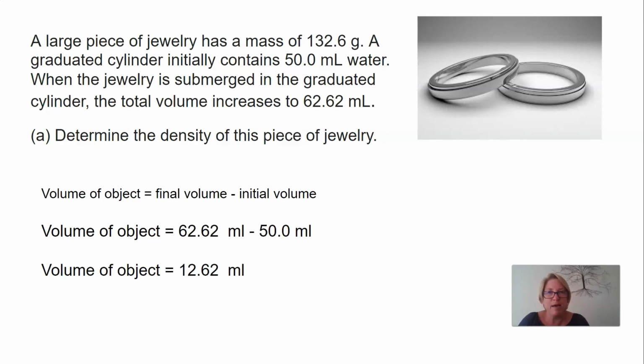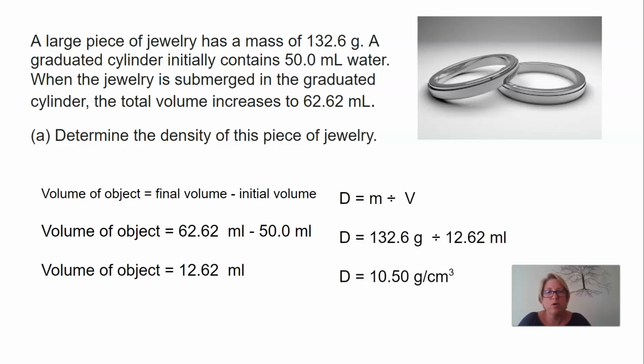So now we have a mass and we have a volume. So we use our equation, density equals mass divided by volume. We're going to say 132.6 grams divided by 12.62 mils. And we get 10.5 grams per centimeter cubed.